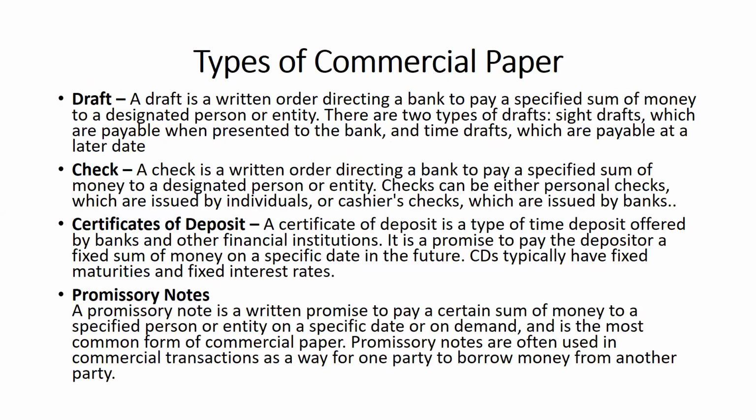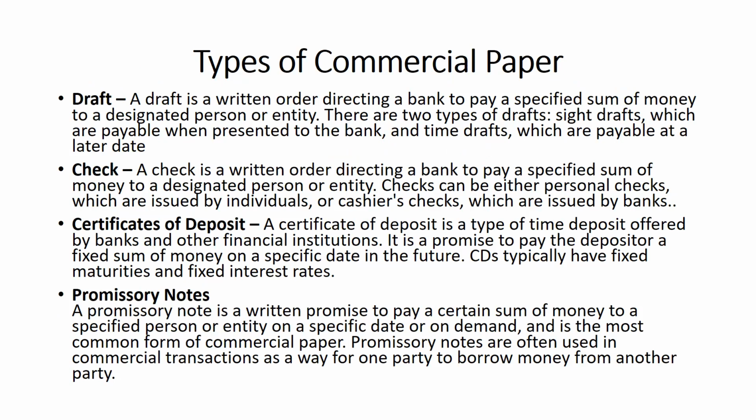Now, types of commercial paper. The first one is the draft. A draft is a written order directing a bank to pay a specified sum of money to a designated person or entity. There are two types of draft: sight drafts, which are payable when presented to a bank, and time drafts, which are payable at a later date. It is like what we see in our normal life, like the post-dated check.